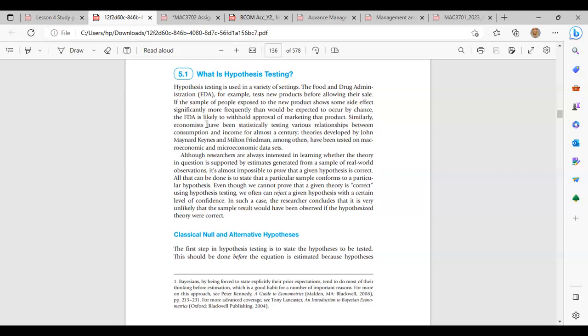Similarly, economists have been statistically testing various relationships between consumption and income for almost a century. Theories developed by John Maynard Keynes, who got a Nobel Prize for that, by the way, and Milton Friedman, among others, have been tested on macroeconomic and microeconomic data sets. At the end of the day, these guys came up with theories, so we need to test those theories now, right? Based on what?